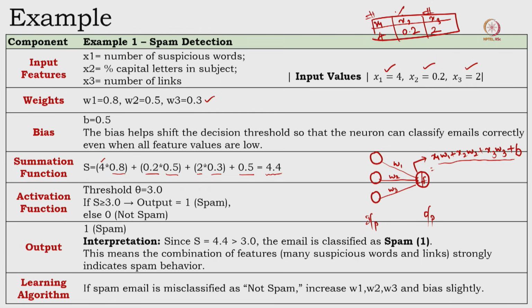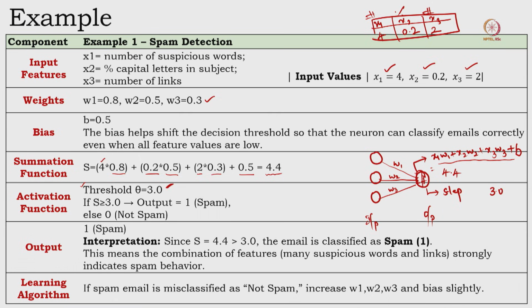Once we get the summation, the result is passed to an activation function. Now, what is the role of an activation function? Here it can be either a step activation function or a threshold activation function. Here we are taking a threshold activation function, and the threshold that we have fixed is 3. The summation value that we have got is 4.4. That is now compared with the threshold. The threshold value is 3.